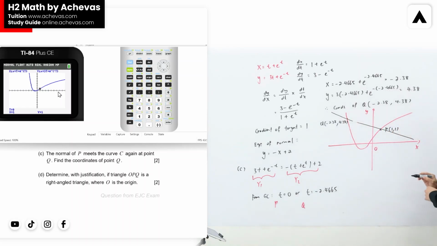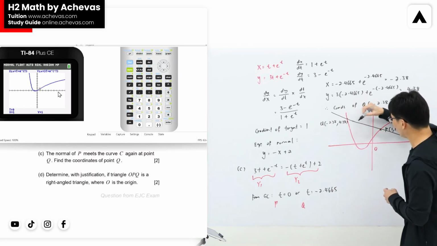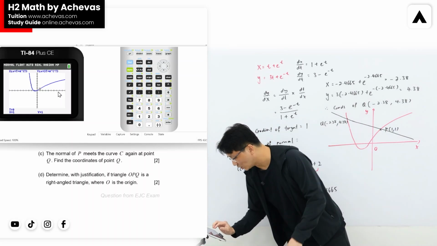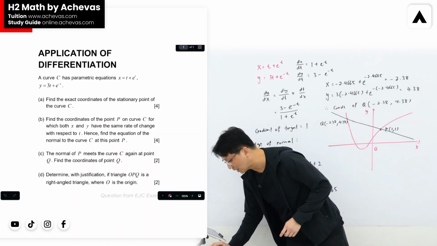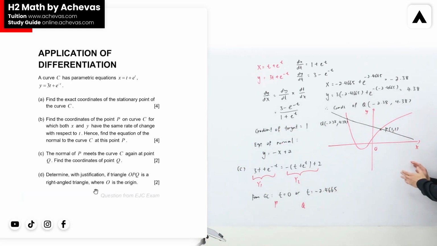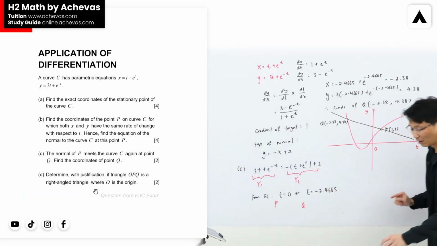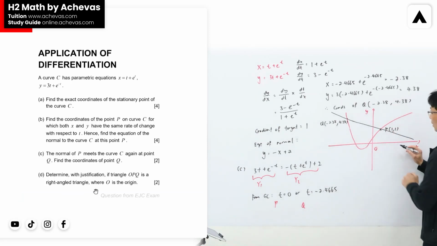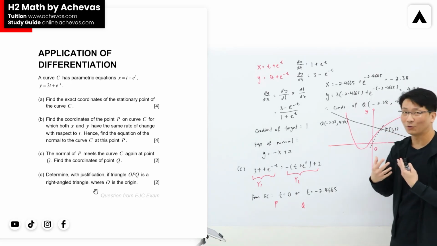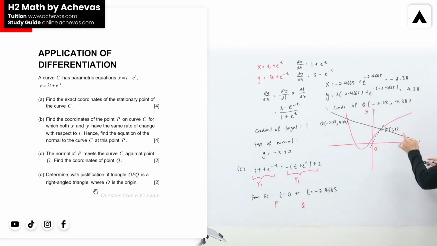Right, and I'm going to actually try to find the equation of my tangent, because looking at what the question has described, OPQ is a right angle triangle. So I actually suspect that the equation of this tangent will probably pass through my origin. So it will probably look something like this. It's not very nicely drawn, but this is okay because it's for our own reference. And I'm going to find the equation of this tangent first.